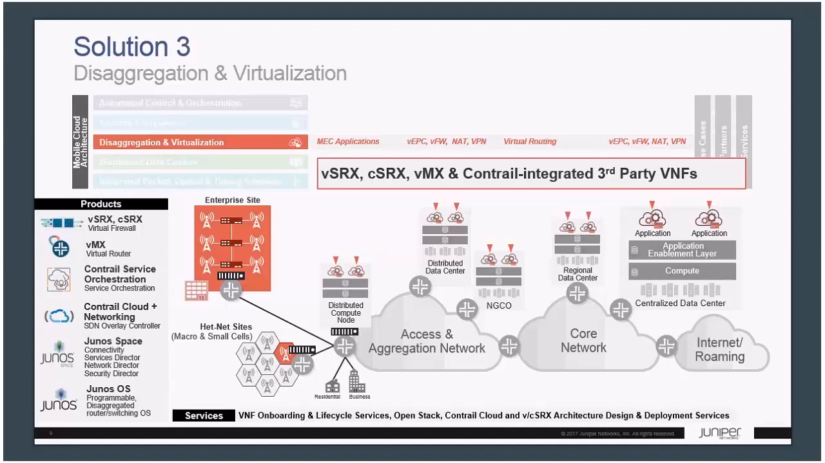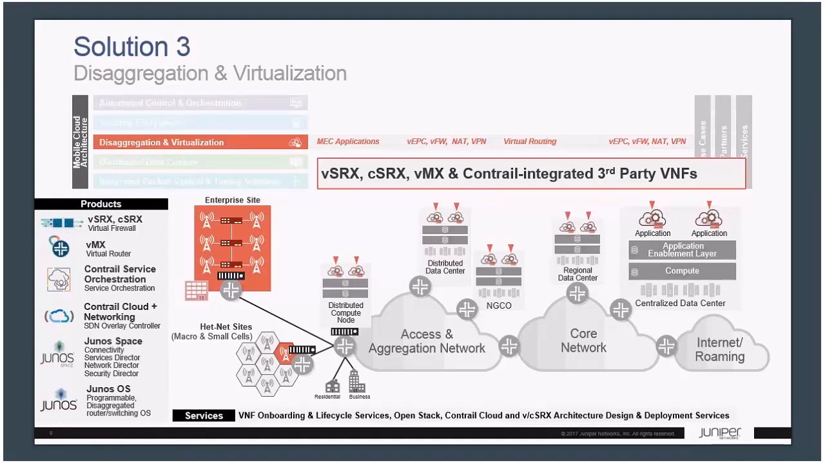In the lower left, you can see the products that Juniper offers in this solution area. Already talked about VSRX, CSRX, VMX. Also talked about Contrail called out here, Contrail service orchestration, Contrail cloud plus networking, our Junos Space portfolio, which includes connectivity services director, network director, and security director, and also our Junos OS platform.